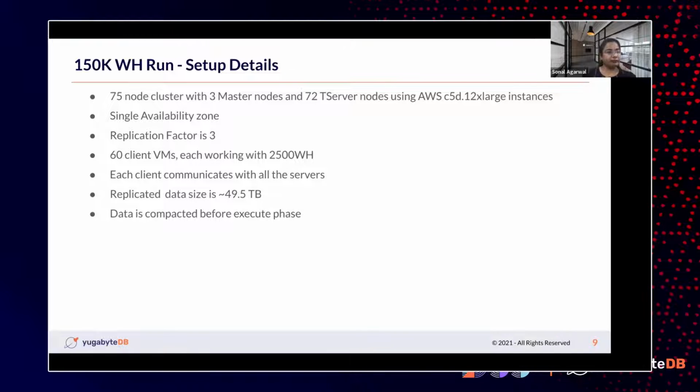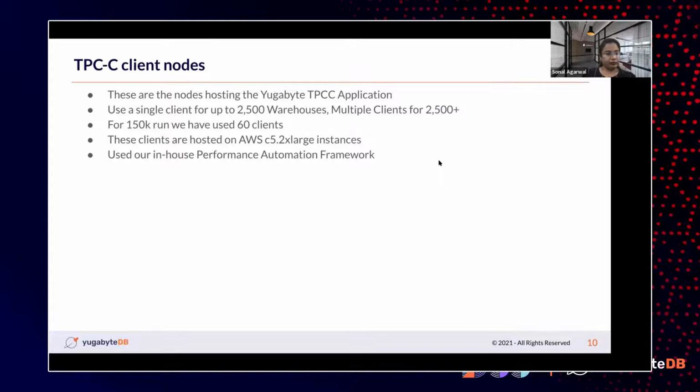So the next one is client-side setup. On the client-side setup, when we say client nodes, these are the TPC-C client nodes, the nodes that are hosting the Yugabyte TPC-C client application.